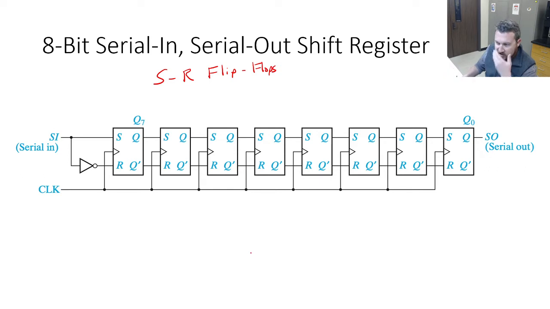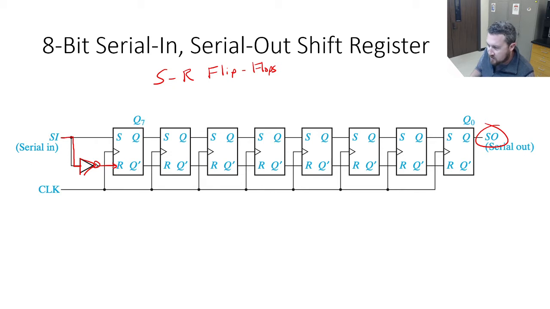Right, and that works just as well. The only thing is, remember, serial in has to be inverted now before it goes to R to make sure that S and R are always complementary of each other, and you always get the opposites, right? Although S0 is attached at the Q output.